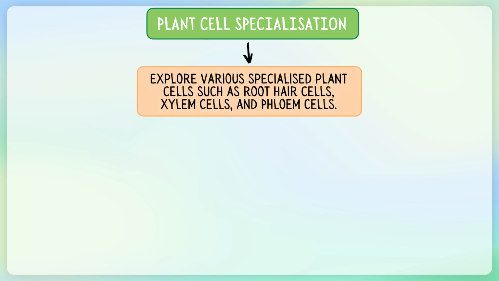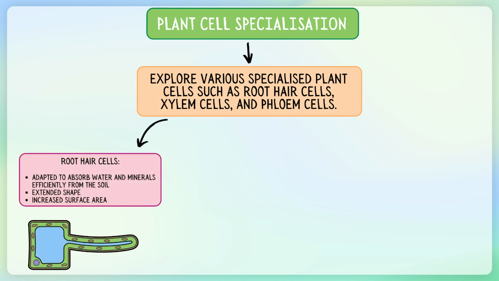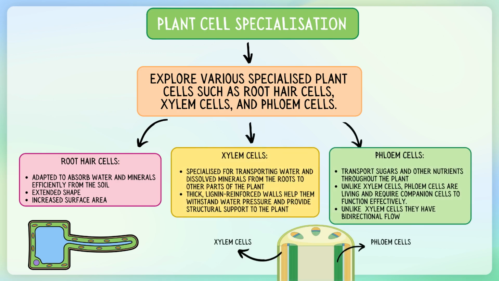In today's lesson, we examined how many plant cells are specialized to perform specific functions crucial for the plant's survival and growth. We discussed various specialized plant cells. For instance, we looked at root hair cells, which are adapted to absorb water and minerals efficiently from the soil through their extended shape and increased surface area. Xylem and phloem cells were another focus. They are specialized for transporting water and dissolved minerals from the roots to other parts of the plant, and for transporting sugars and other nutrients throughout the plant.